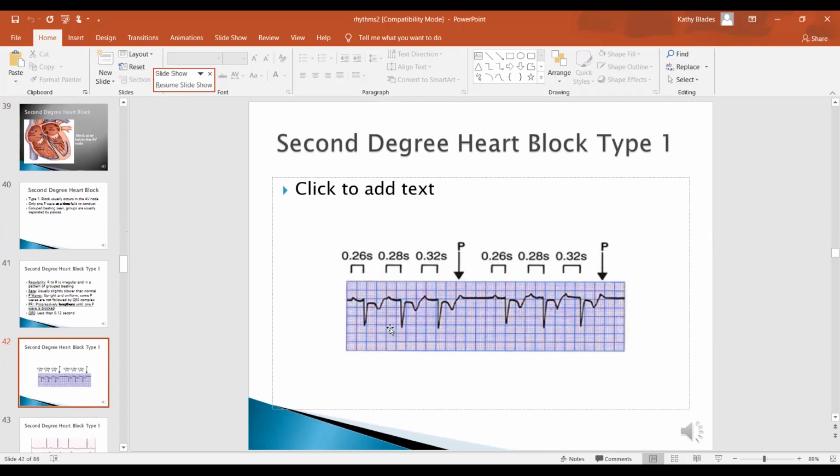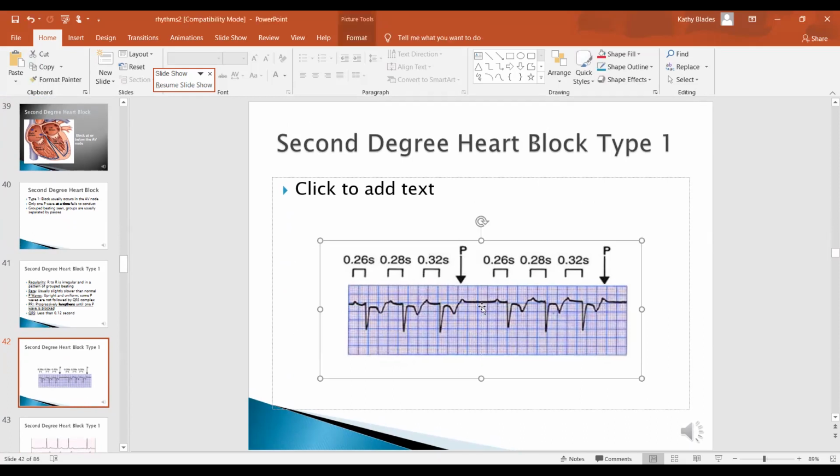So let's look at this one. Here's your P wave, here's your P wave, here's your P wave. They're showing you in 0.26 seconds, then it went to 0.28 seconds, then it went to 0.32 seconds, and then the P waves here, but there's no QRS. So that's the problem. Longer, longer, longer drop. Same thing here. Longer, longer, longer drop. There's no QRS.